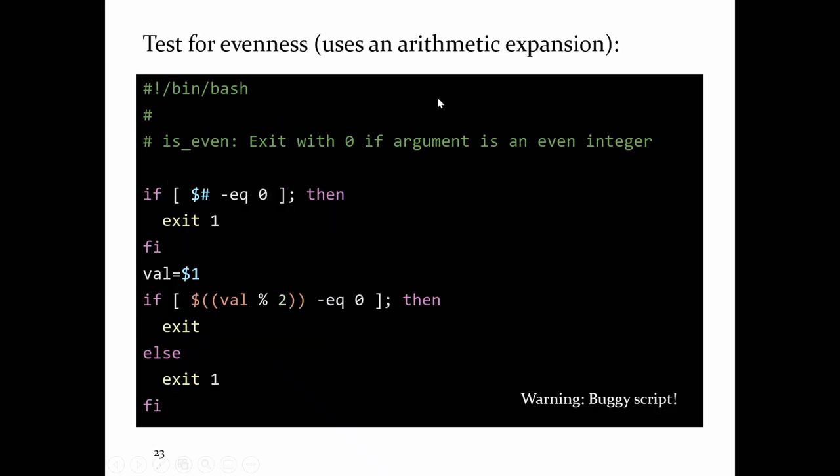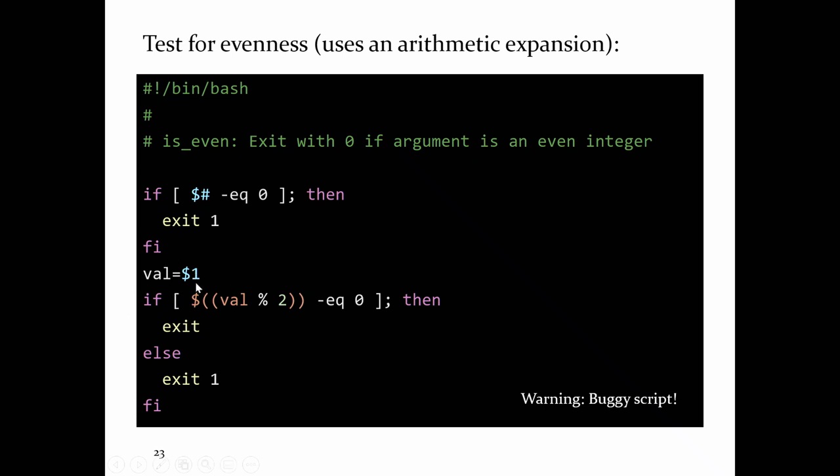OK, here's another script. This one is just going to exit with 0 if the input argument is an even integer. Presumably, if it's odd, it should exit with something else. So I'm going to exit with 1. I'm going to do the same thing. I'm going to check, is there actually one input? So if the number of inputs is 0, then I want to exit with an exit status of 1, because no argument is not an even integer.